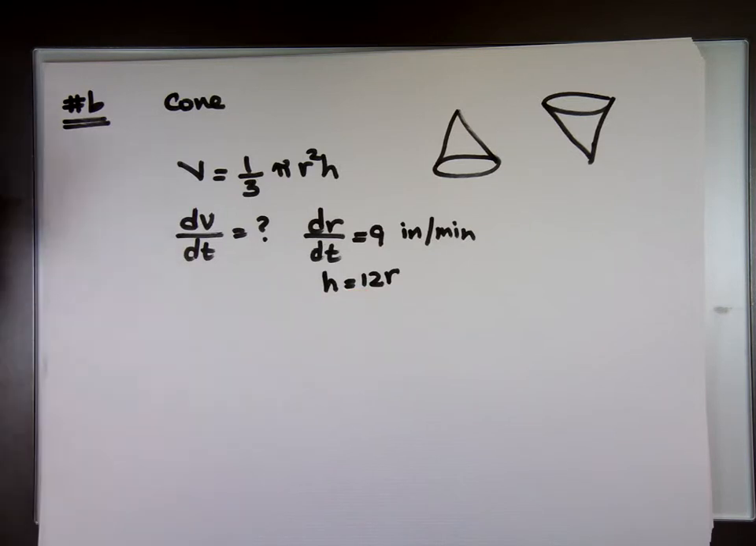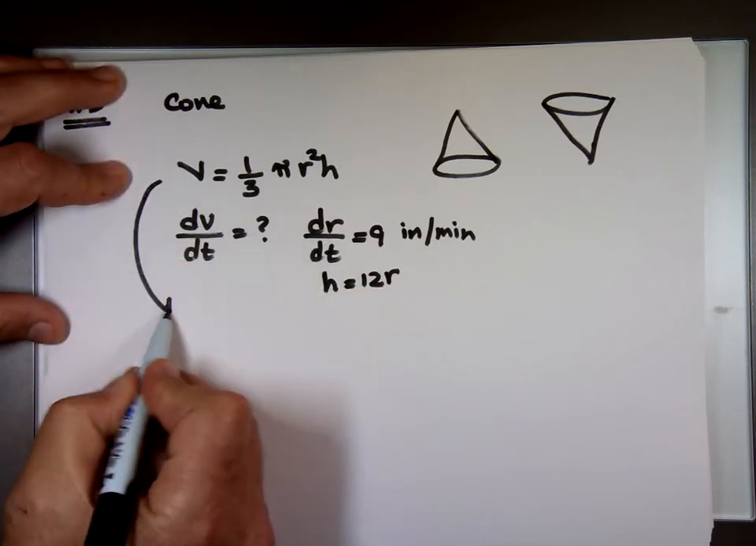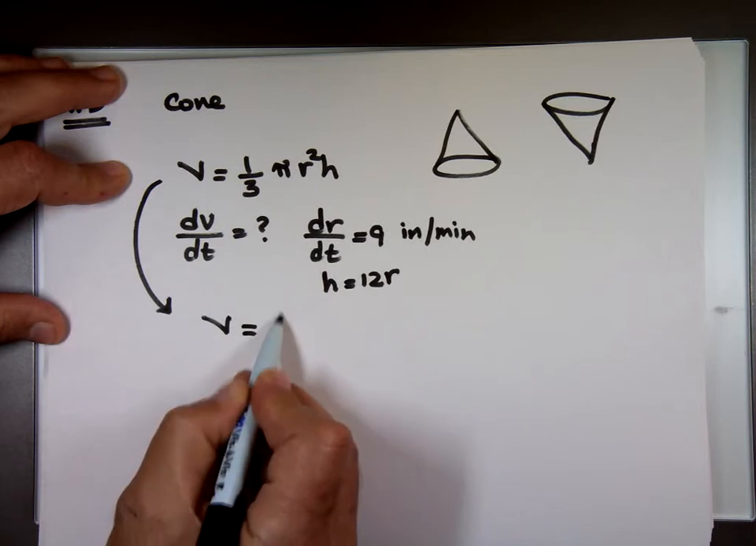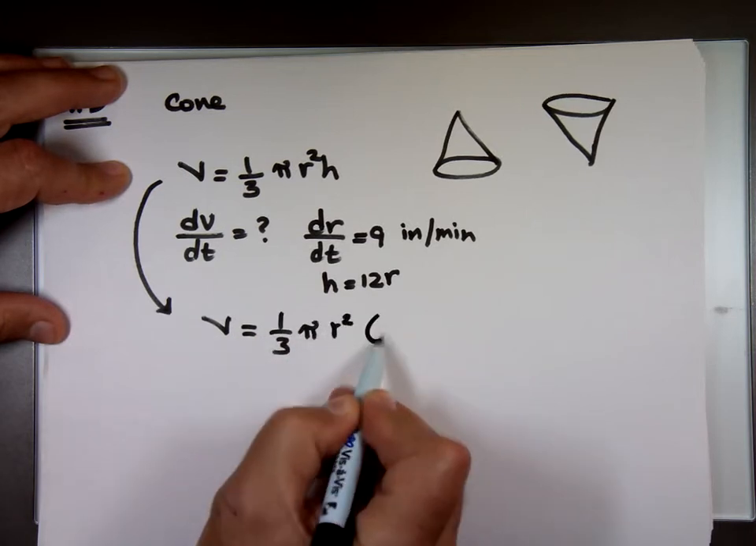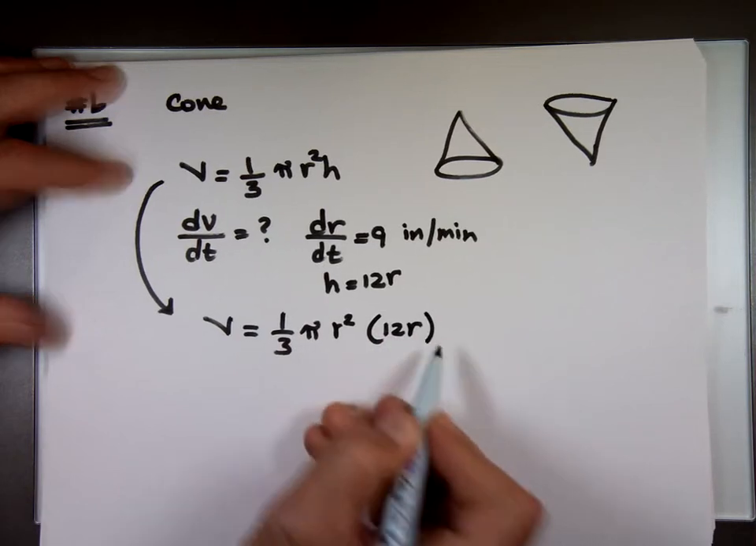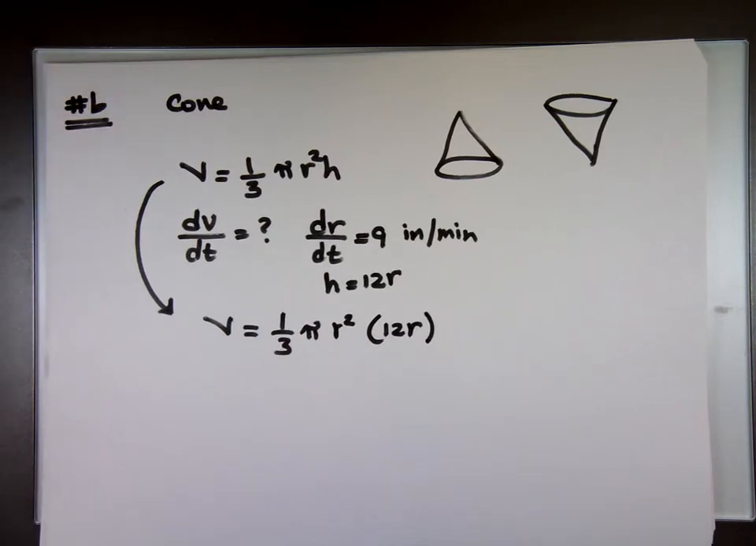So what I'm going to do, I'm going to take this equation now. Since they tell me what h is equal to, take h out and put 12r in it. Make life easy on me. If you only have one unknown, when you take the derivative, there is no product rule, there is no quotient rule. Well, it could be a quotient if it's a fraction.